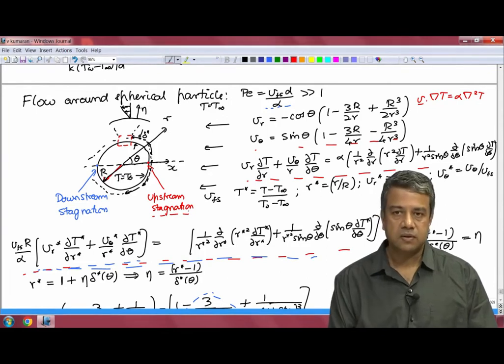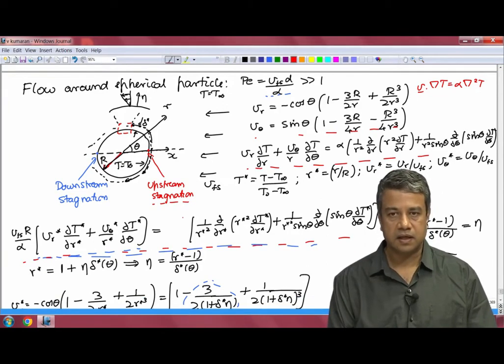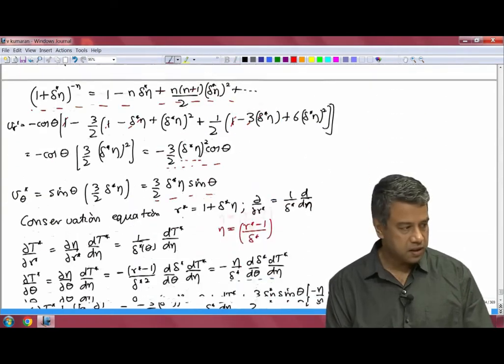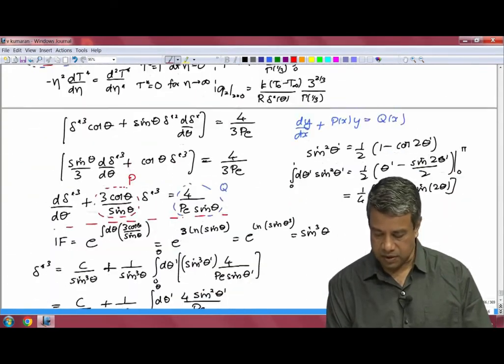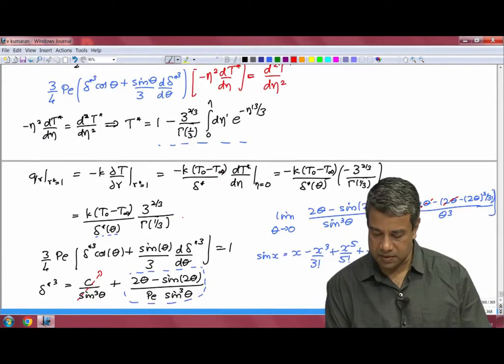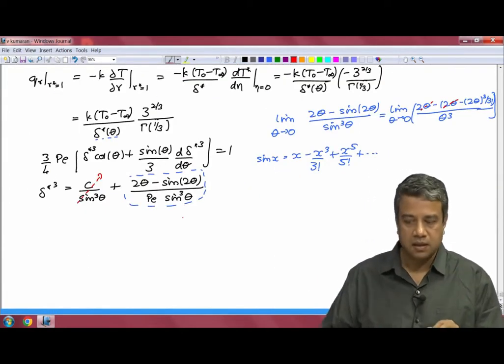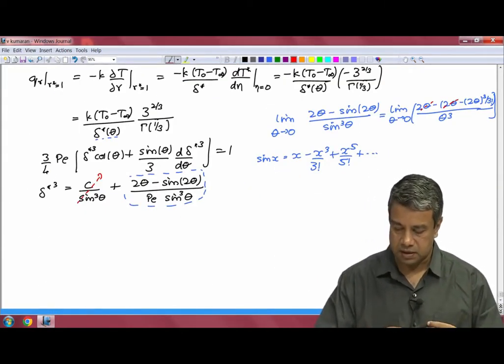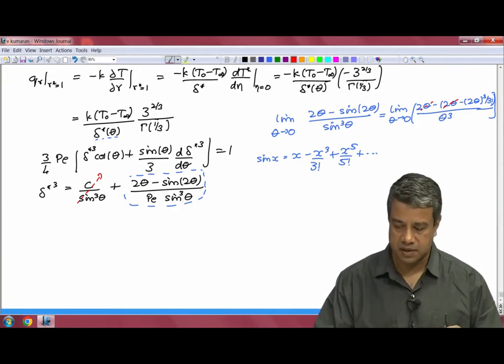So, it is natural to consider the boundary layer thickness to be finite at theta equal to 0 and adjust the constant here, so that the boundary layer thickness becomes finite at the upstream stagnation point. So, that sine theta is equal to 0 at the upstream stagnation point.